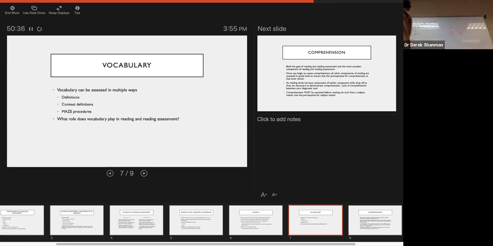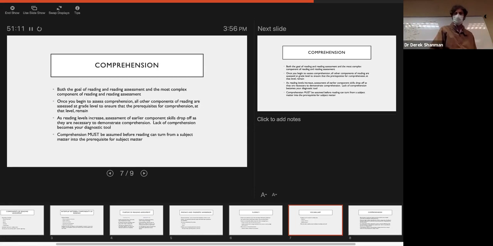Okay, so there are multiple ways to assess vocabulary. They are relatively straightforward. Definitions, context definitions, maze procedures. Does anyone know what a maze procedure is? So you're given a passage, you come to a blank in the passage. There are 3 options. You choose the correct option that fits in context. Really, really simple, but they have been standardized in an important way. Okay. I already spoke about the last thing.